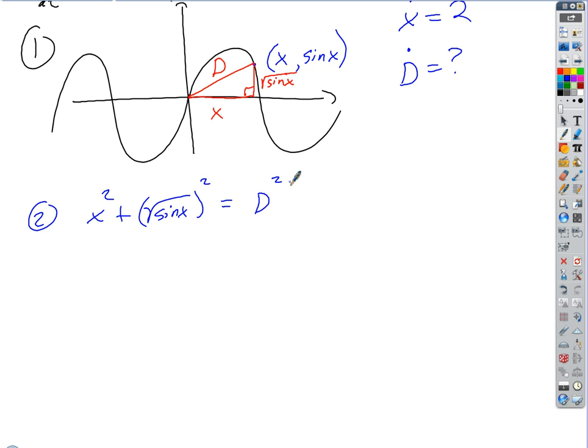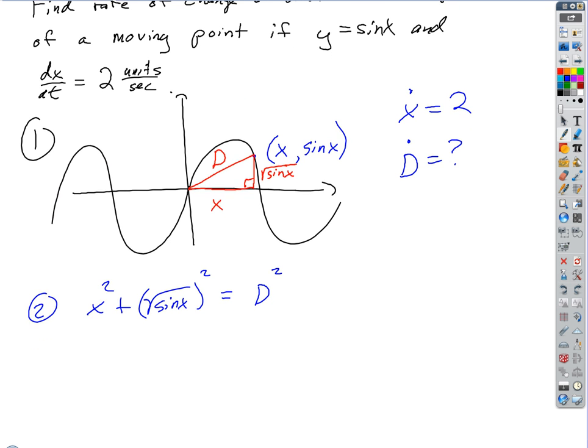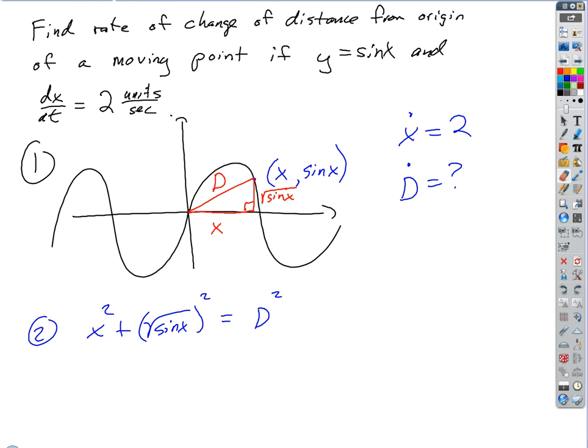Wait, why would we have the square root around it? Why is it the root of sine x? Why did I make it the root of sine x? Well, I don't know. I guess I was thinking it was the square root of sine x in this problem. But it's not, it's just sine x. So it shouldn't be. So let's fix that.